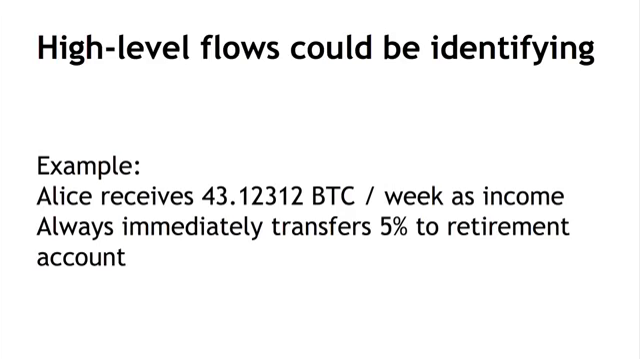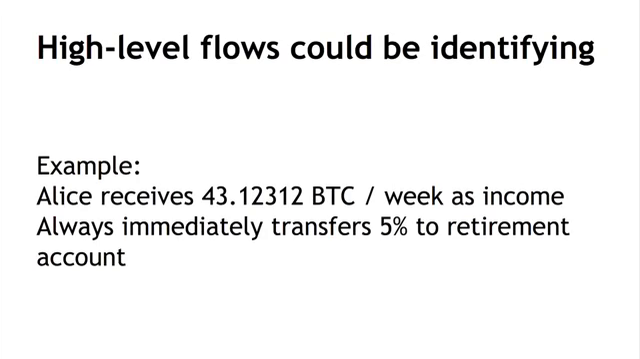Right? So think about the patterns that will be visible on the blockchain here. No matter what she does to obscure the link between the address at which she receives her income and the address to which she transfers to her retirement account, the patterns here are going to be uniquely identifying because this is a very specific value. And the 5% of that is also going to be a specific value. And there's also a timing pattern. Every time money appears here, money goes to this address as well. So this is a problem. How do we protect ourselves from this?